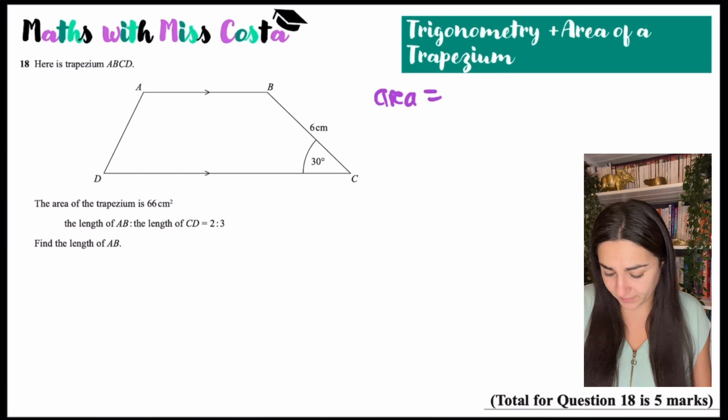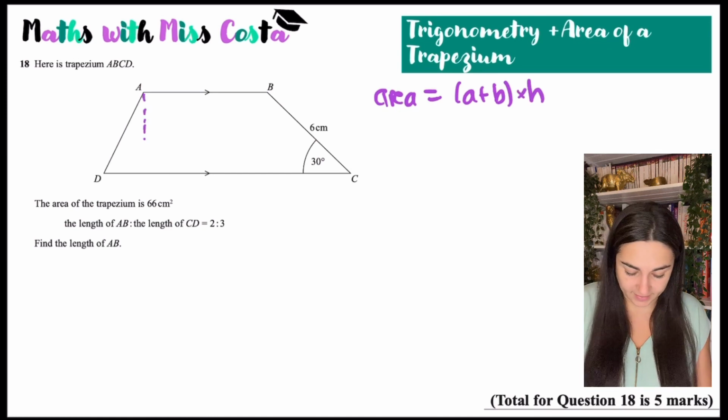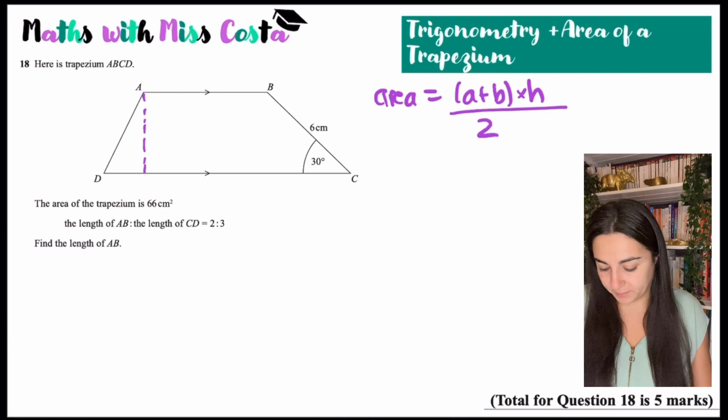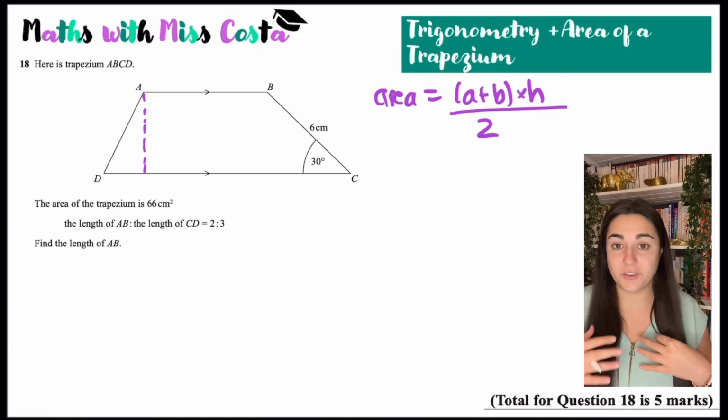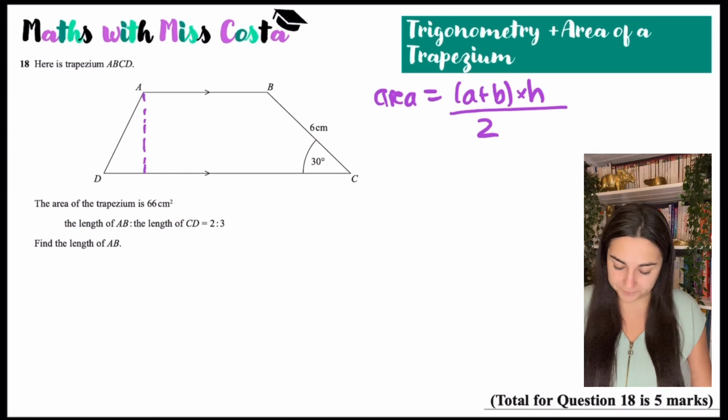The area of a trapezium is the 2 parallel sides, so we can call that a plus b, times by the height, the perpendicular height, so like this, divided by 2. There are lots of ways you can write this formula. You could write it as half a plus b h, whichever formula works best for you, you use that. So that's the formula for the area of a trapezium.